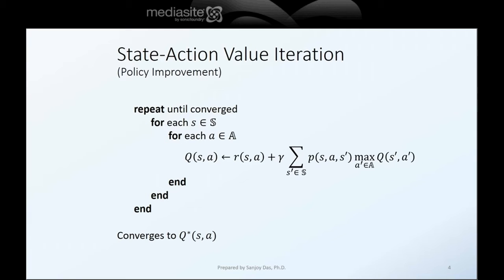For policy improvement, this is the corresponding state action value iteration, and here we are using the max. This is again the standard Bellman's equations, and this will converge to Q star, and we shall do a little proof that it shall actually converge to Q star.